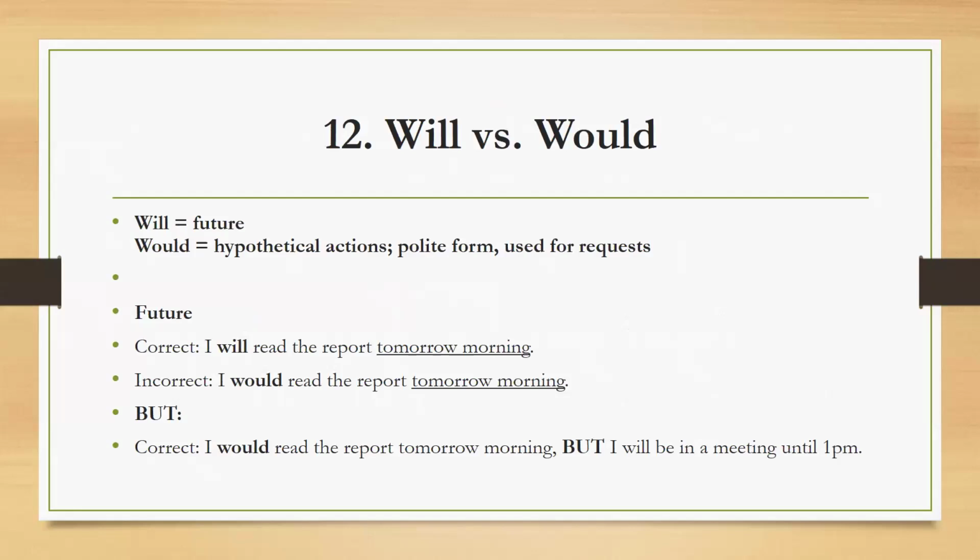Will and would. Another common error. Will is future; would is a hypothetical action, or a polite form used for requests. Future, correct sentence: I will read the report tomorrow morning. Incorrect: I would read the report tomorrow morning. Anytime you're going to do something in the future, the correct word is will.